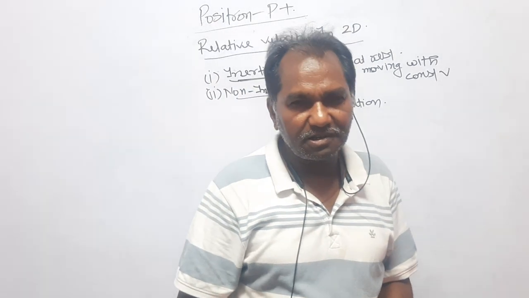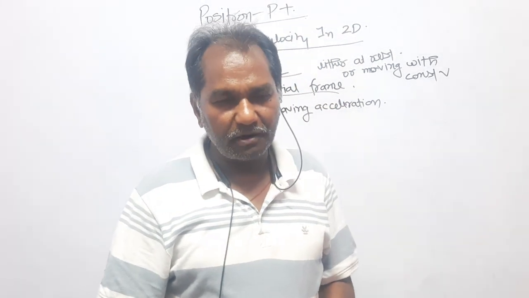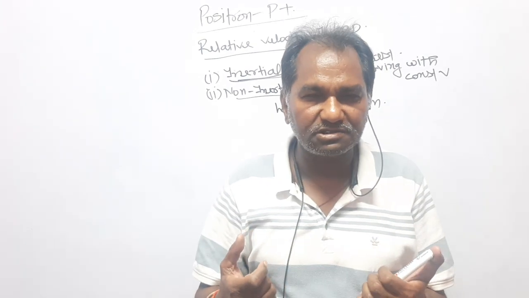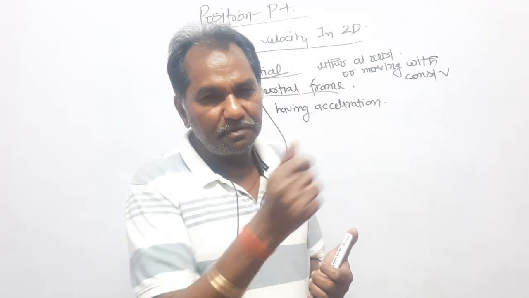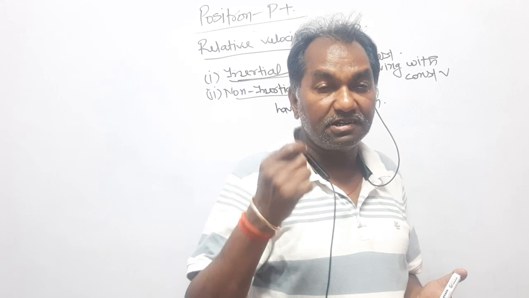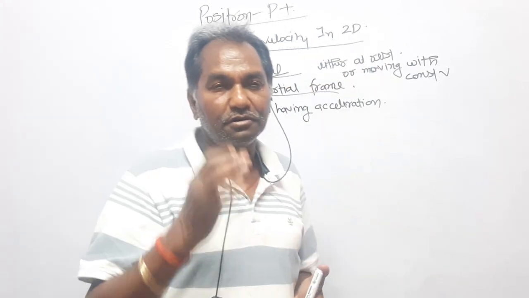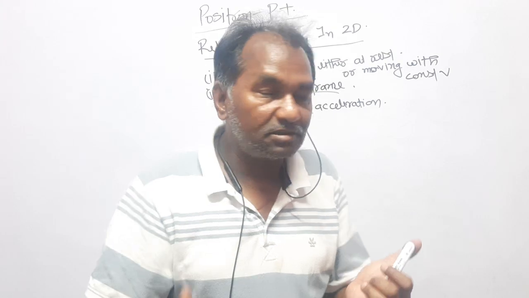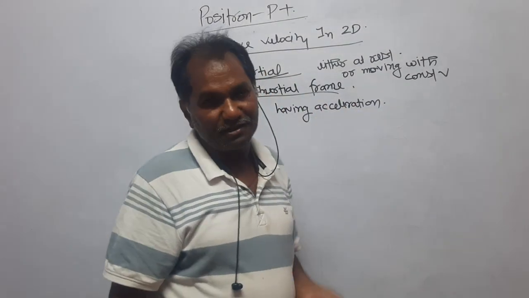Dear student, our Earth is not only revolving but is also spinning about its own axis. It is revolving around the sun, right? And is spinning about its own axis. It has acceleration. So Earth and every object lying on the Earth is an example of a non-inertial frame because it has acceleration.